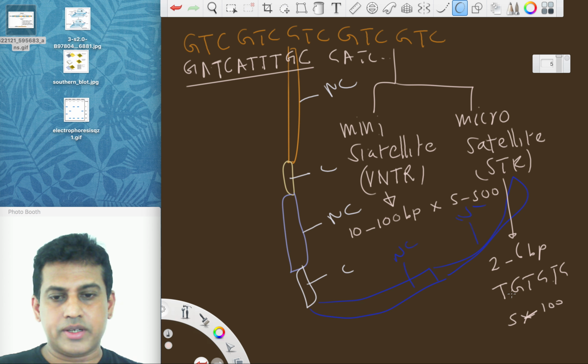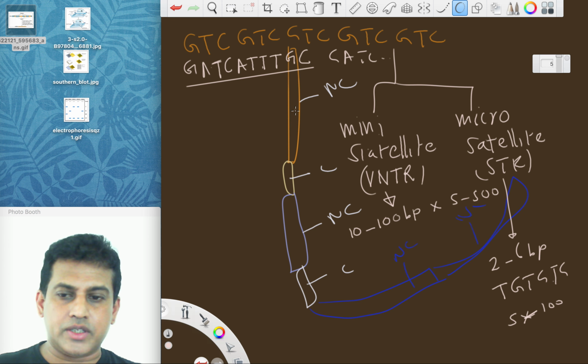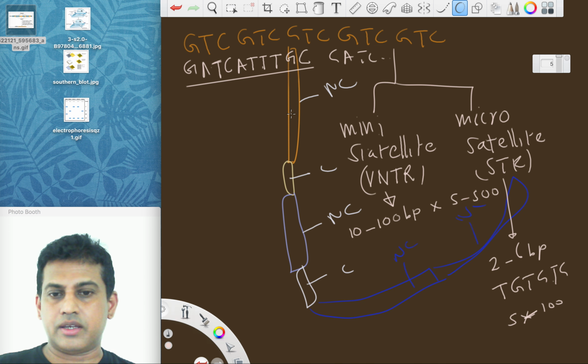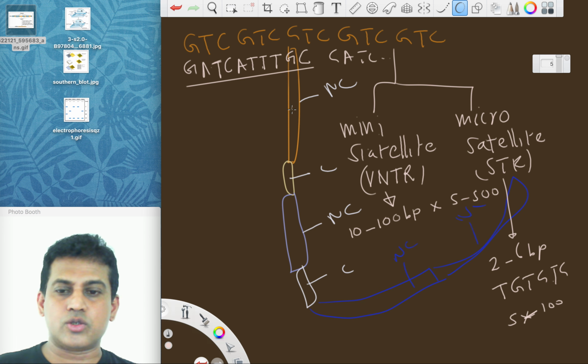So these non-coding regions are very important for us in DNA profiling. In the next video, video number 3, you will see how we can use the sequence of non-coding region in order to check two similar individuals within the species.